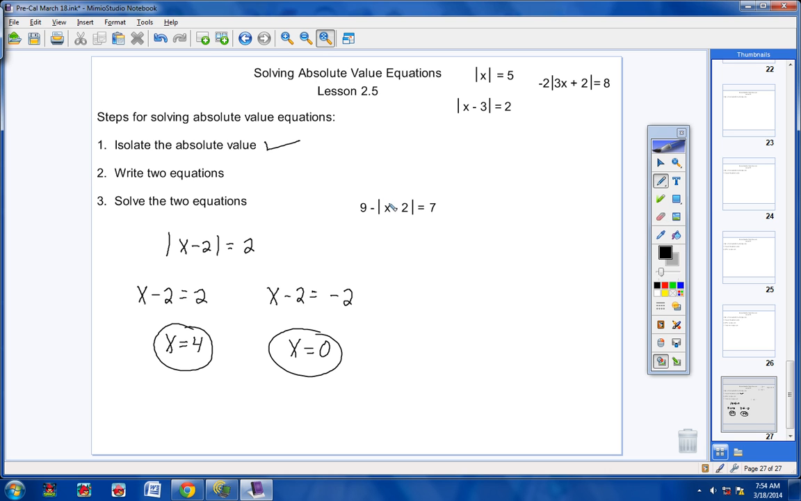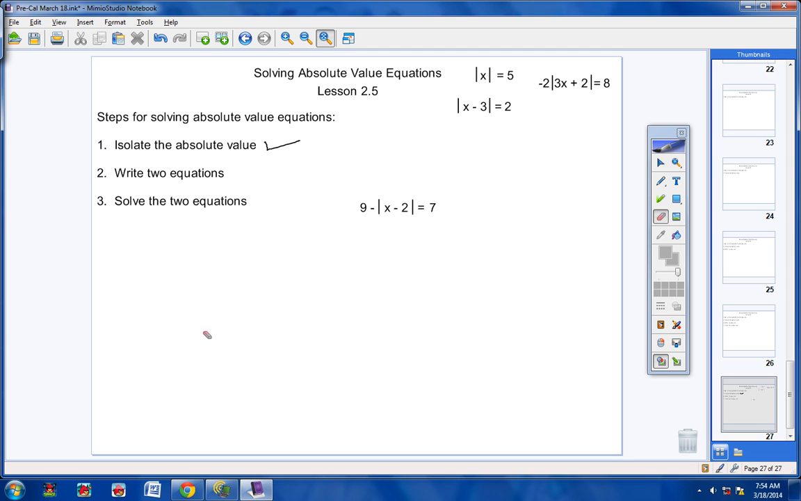Put a 0 right here. Well, 0 minus 2 is negative 2. The absolute value of negative 2 is 2. And 9 minus 2 is 7. It totally works, okay? So these are your two answers, okay? And again, you don't have to check them, but it is wise sometimes to do that.